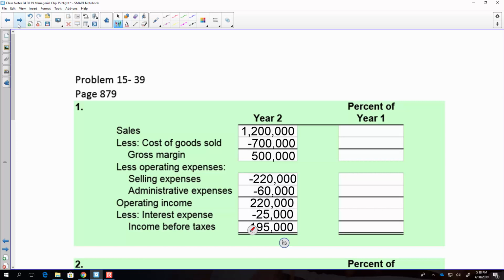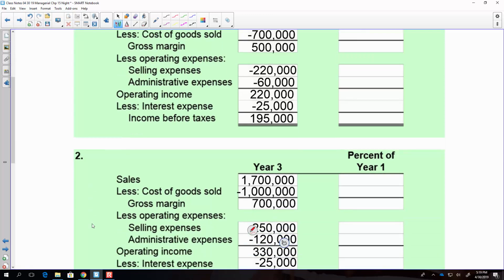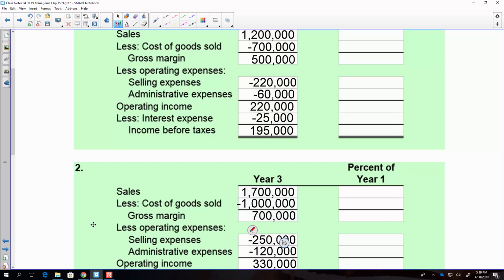This is problem 39. This should be in your packet on page 879. I put down the dollar amounts for year 2 already, so just copy those down. So 1.2 million for the sales, 700,000 for the cost of sales, and so forth. If you want to put year 3 numbers down too, you certainly can as you're going through the list. And all we're going to do is compute our percentage of base computations here.